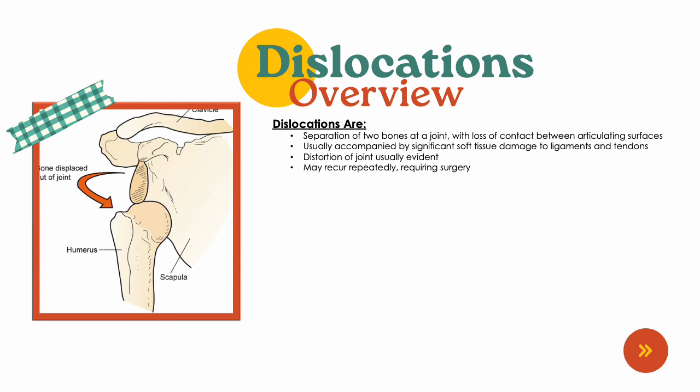The first issue that we'll talk about is a dislocation, and this is where you have the separation of two bones at a joint, which they lose their articulating surfaces. So this is normally where you see sports injuries occur. Sometimes you have a dislocation due to excessive force in that area. But when we talk about dislocations, you can usually see where that dislocation occurred. Sometimes you can have recurrent dislocations, or you may require surgery for it. The main thing is that you do see the distortion and it does need to be put back in place, but you do run the risk of it reoccurring if it happens one time.